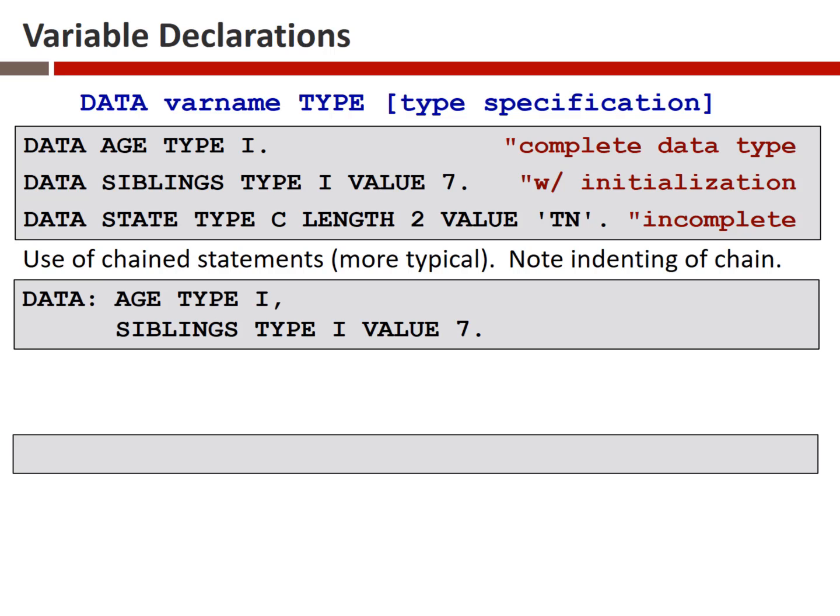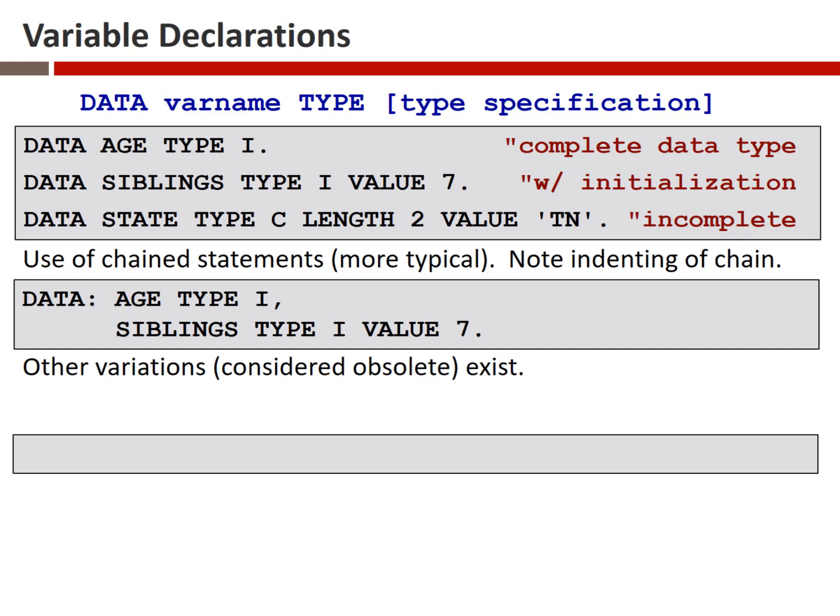But what I will often do in my programs is this is a great place to use a chained statement. So here you see a similar code sequence, data colon, age, type I, comma, and you'll notice what I've done here. I've gone to the next line, and then I'm lining things up here vertically, siblings, type I, value 7. Don't need a length specifier for either of those because those are both complete data types.